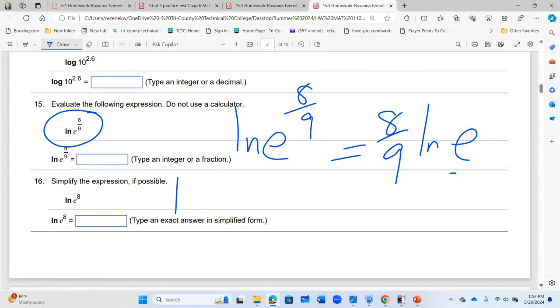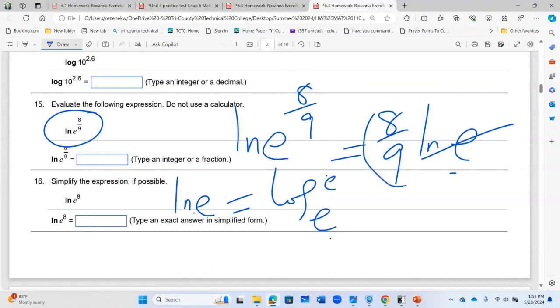By the way, remember that natural log of e is the same as log e to base e. Log of any number to the same base is 1. So natural log of e is 1, and anytime you see natural log of e, it is 1. And so the answer here is 8 over 9.